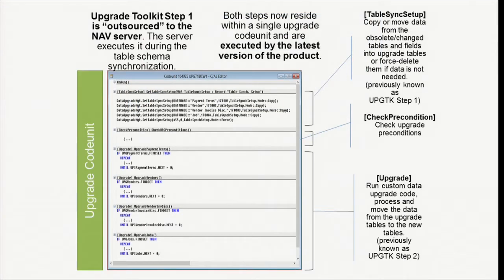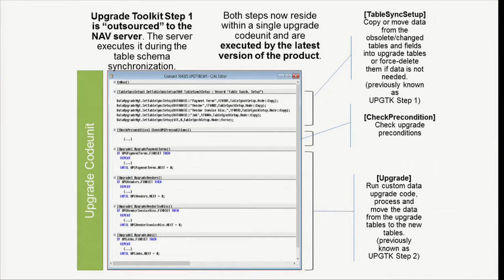So the important thing to remember is the upgrade code unit, which is the new type of code unit in NAV 2015, because this is the placeholder where you run both upgrade step 1 and upgrade step 2. And both such upgrade steps are running in the newest version, in the version that you have modified. Upgrade step 1 is currently outsourced to the NAV server. So we call the upgrade process actually a single step, because the schema synchronization is handled by the server, and we only need to provide an upgrade instruction to the server on how we want to handle the data.